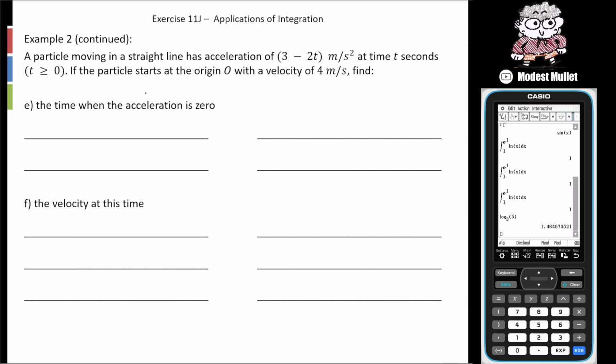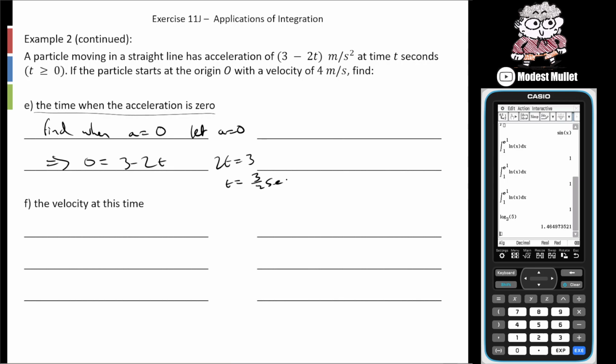Okay. And we got 2 more bits. 27 minutes. Apologise for the length, but hey, it's an application problem. May as well work it all the way through. Particle moving in a straight line has, that's all the same information. Find when the acceleration is 0. So we just need to find when a is equal to 0. So we're going to let a equal to 0, which means 0 is equal to 3 minus 2t. So we get 2t is equal to 3, so t is equal to 3 on 2 seconds.